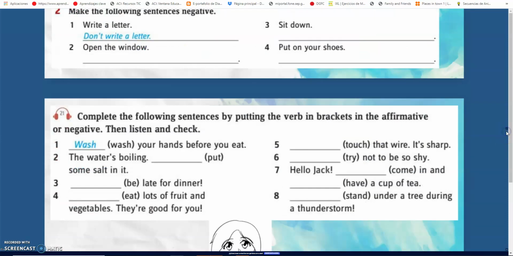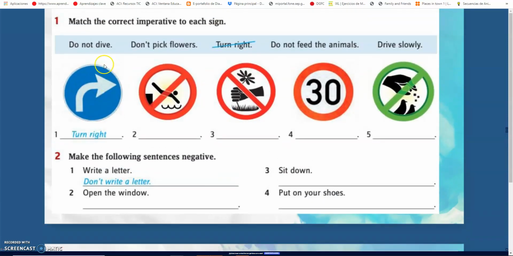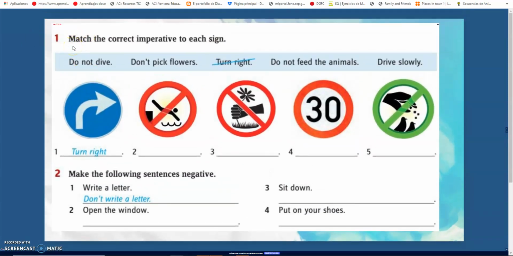We're going to do 3 exercises in this part. In the first one, listen and pay attention to the instructions. Match the correct imperative to each sign. In this exercise, we have 1, 2, 3, 4, 5 different signs that we may find on the streets or somewhere. And I want you to match the imperative forms and write them under the lines. For example, the first one says, do not dive. What is dive? Dive is echar clavados.